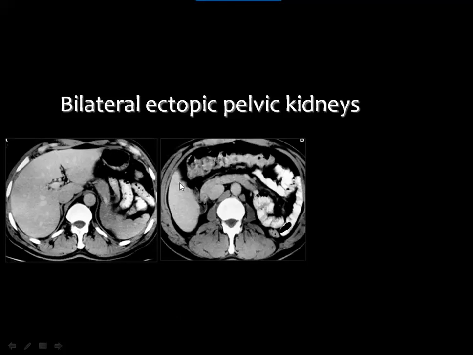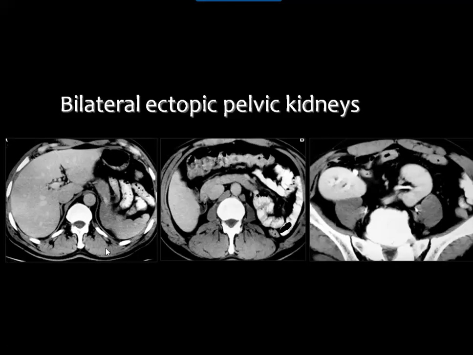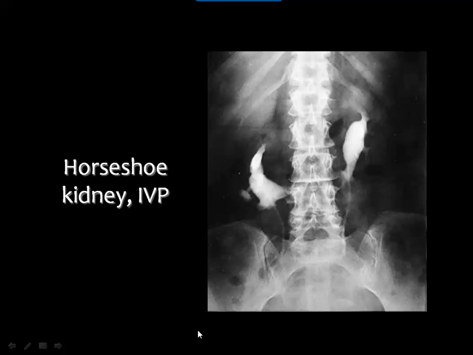Then here you look at the CT scans. In the upper abdomen, you cannot identify the kidneys. Lower down, you see both kidneys are located in the pelvis anterior to the psoas muscle, and these are bilateral ectopic pelvic kidneys. Horseshoe kidney means that both kidneys are fused across the midline by functioning renal tissue or by fibrous tissue. This will result in malrotation of the pelvicalyceal system, giving the typical appearance of flower vase configuration. The ureters are usually normal, and they enter the bladder at a normal location.